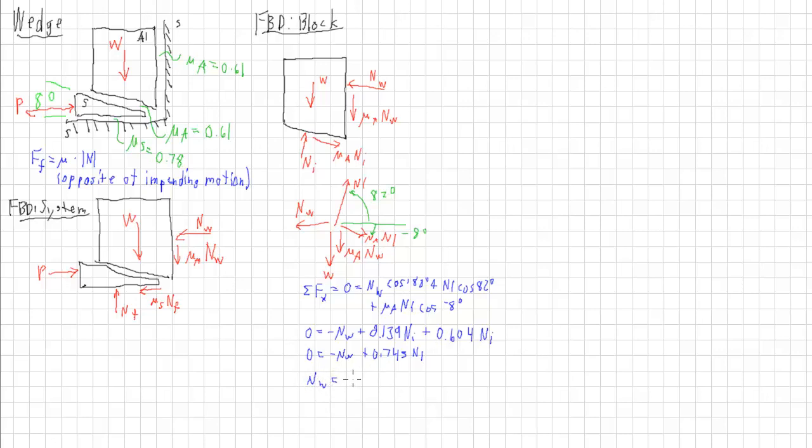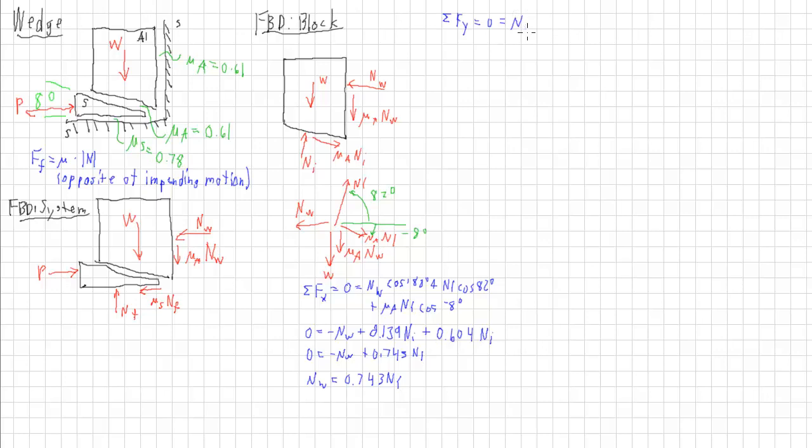and just put NW on the other side. NW equals 0.743 Ni. Well, that doesn't do us a whole lot of good because we still have one equation with two unknowns, but that's okay. We have another equation, and that is going to sum forces in the y direction. They must equal 0. And we've got everybody involved here except the horizontal normal force at the wall. So we'll have a few more terms this time around.